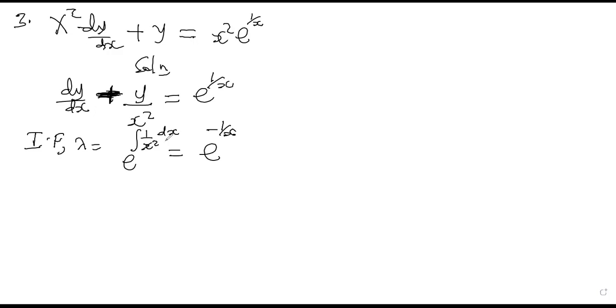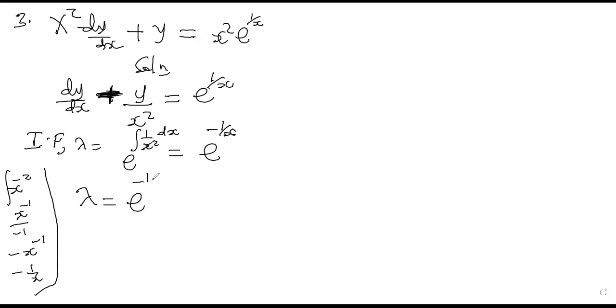Because this x squared will move up, it will be x power negative 2. If you're integrating x power negative 2, you increase the power by 1 and divide by the new power. It will be x to the power negative 1 over negative 1, so it is going to be negative x to the power negative 1, which is the same as negative 1 over x. But this e must be there. So our integrating factor lambda is equal to e power negative 1 over x.